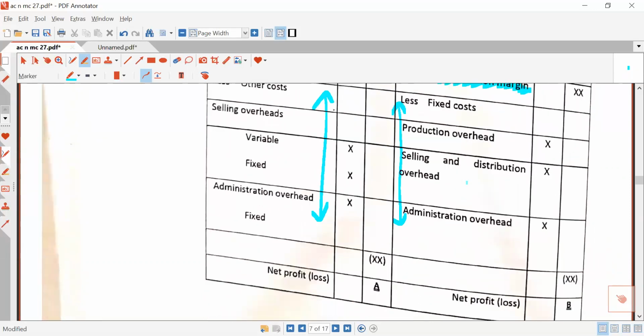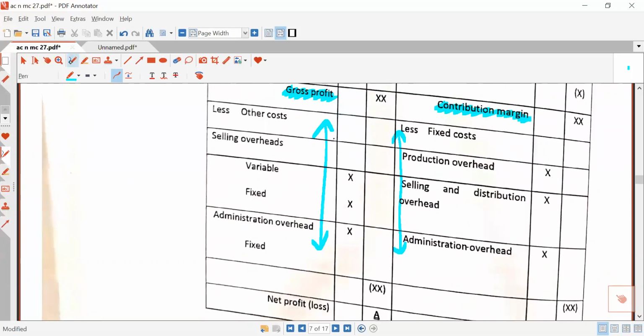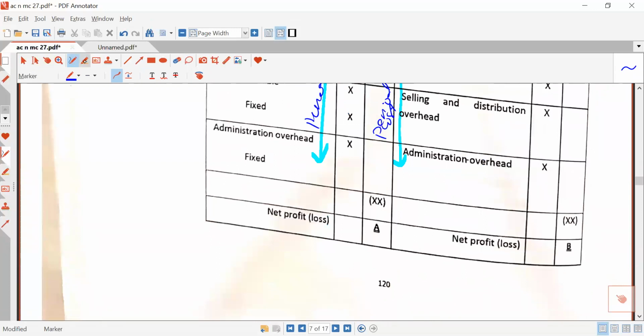Let me write it down. This is your period cost. This is also your period cost. And you will derive to the net profit. Both will derive to the net profit. But the thing is, these two net profits will not be the same.